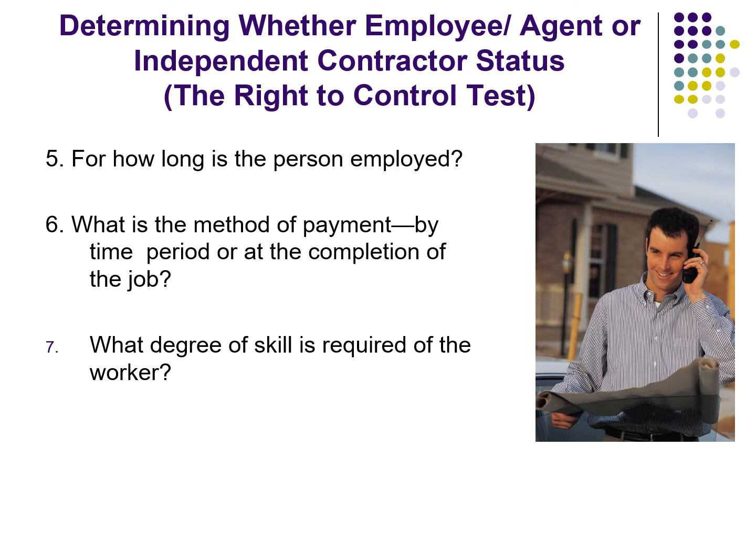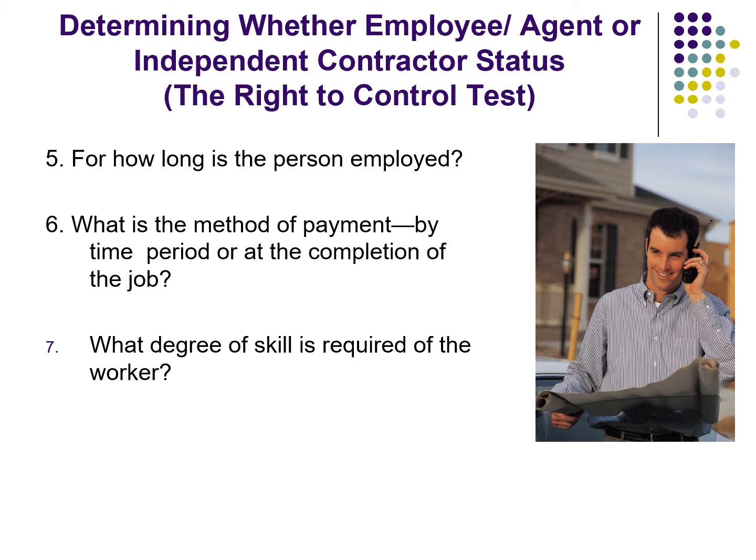6, what is the method of payment? Is it by time period or is it the completion of the job? Again, if you're on salary, you're paid every 2 weeks or every month, and you're negotiating contracts on behalf of a principal, it sounds like you're their employee. If you only are going to be paid at the end of the negotiation of the particular contract you're working on, you sound like an independent contractor.